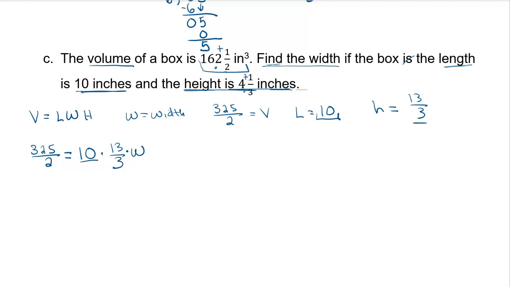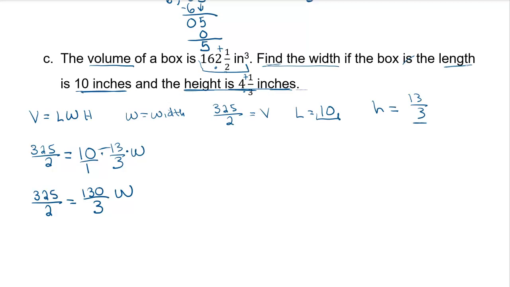Well, we need to put our whole number over 1. Now we look to see if there's any reduction that we can do using cross-canceling, which in this case there isn't. You also can't go straight up and down in a fraction, so we have to go straight to multiplying across. So I get 325 divided by 2 equals 10 times 13, which is 130, divided by 3. And then I still have that W sitting there. All right, not pretty but that's okay. One step at a time.